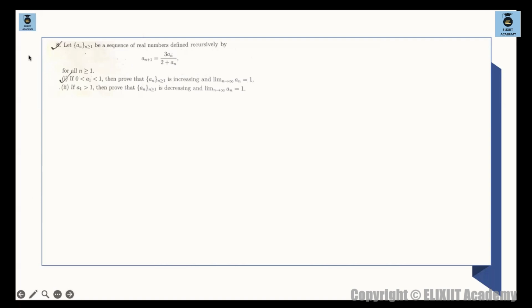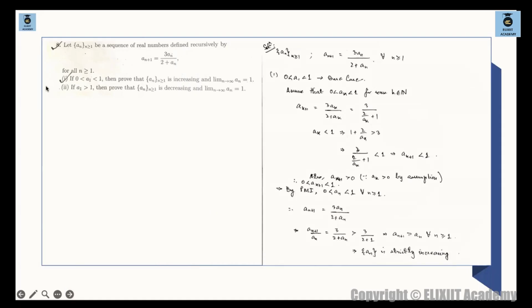Obviously you have to go by induction over here. So I have got the solution here. You can see, what I do is consider this to be the base case, where A1 lies in between 0 and 1. I consider this to be the base case.